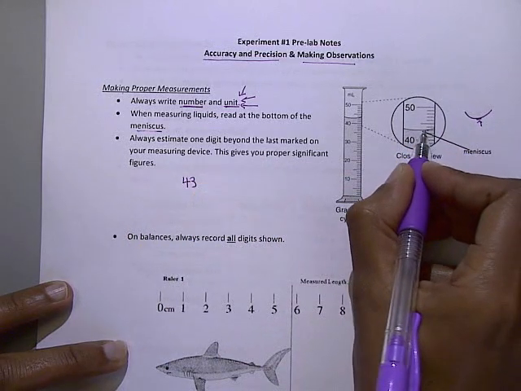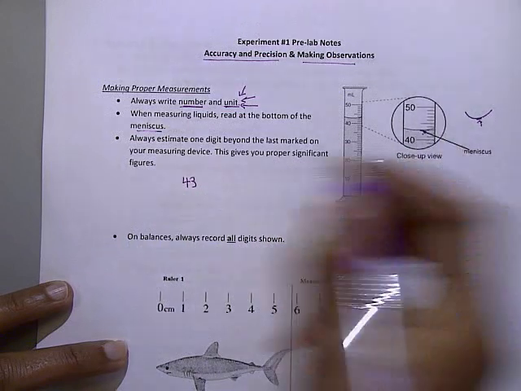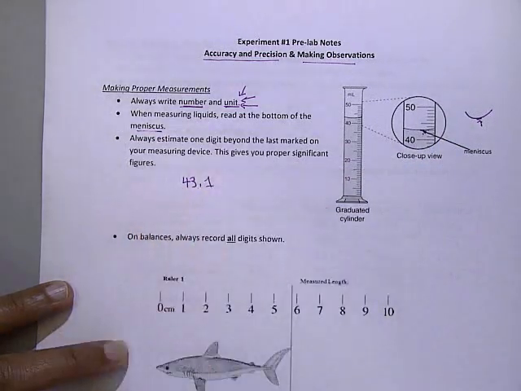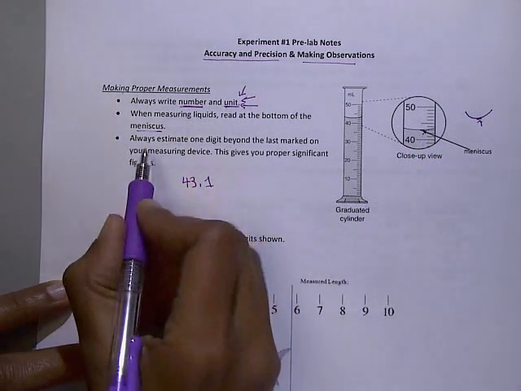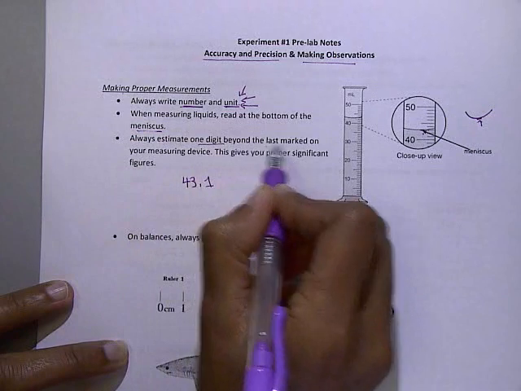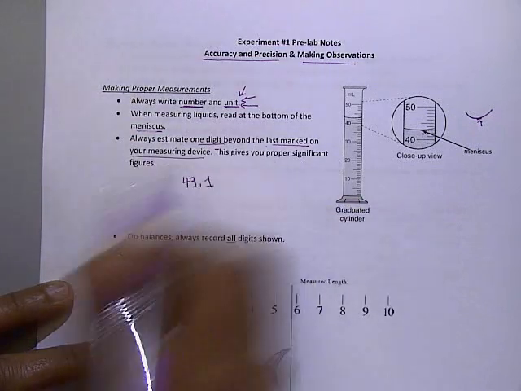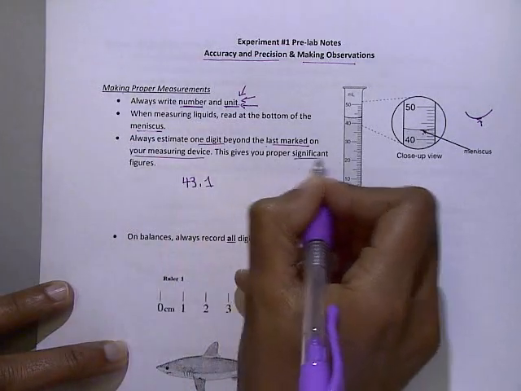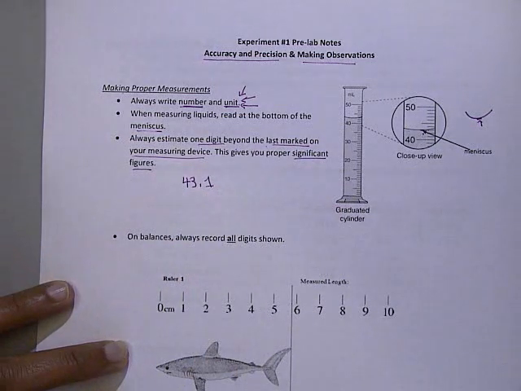We're certain it's at 43, but the bottom of the meniscus, someone might read 43.1, someone might read 43.0, someone else might read 43.2. So you always estimate 1 digit beyond the last mark on your measuring device. This gives you what we call proper significant figures.